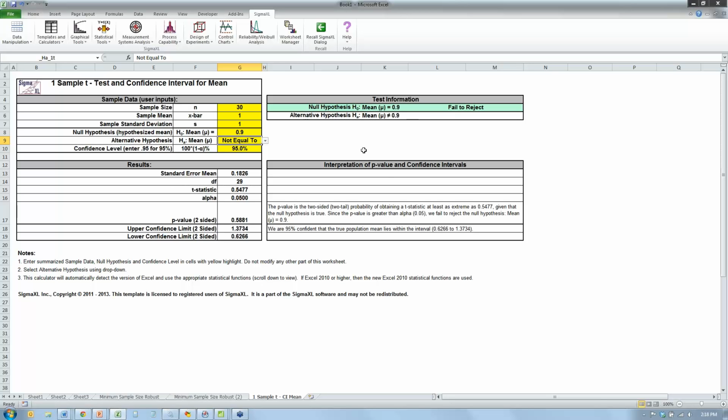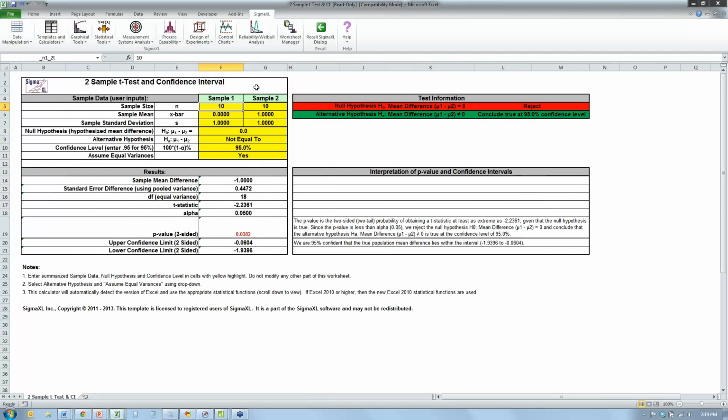Let's look at the Two-sample T. Like I said, I'm just going to quickly go through this. Basically, the Two-sample T is the same. Obviously, you put your summary statistics in for sample 1 and sample 2. And you put in your hypothesized difference, and again, as per the previous template, you have your less than, not equal to, and greater than.